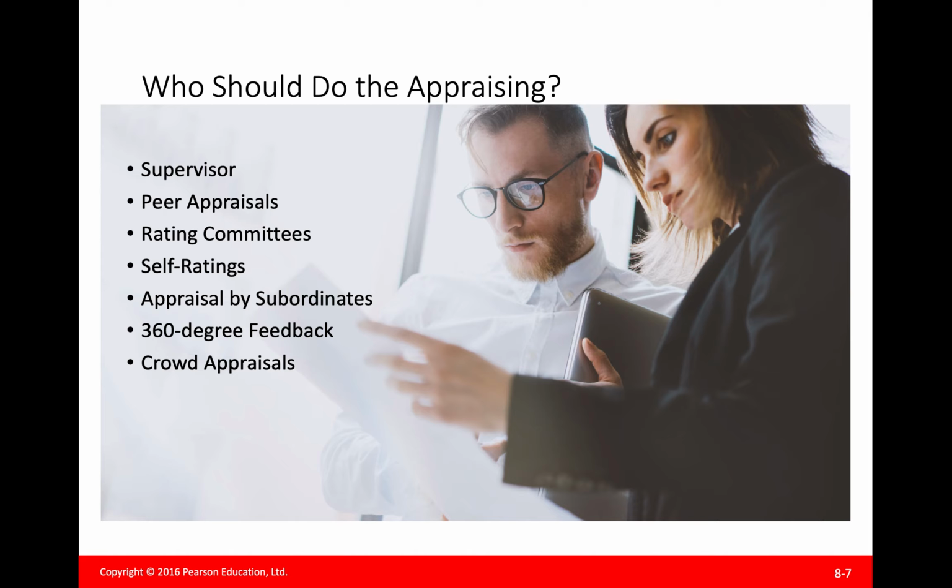So in reality, it can be combined, like self ratings. Of course, it should be combined with supervisor, or supervisor and peer appraisal can be combined together as well. So it depends, and we can combine a few different methods, a few different approaches for our performance appraisal.